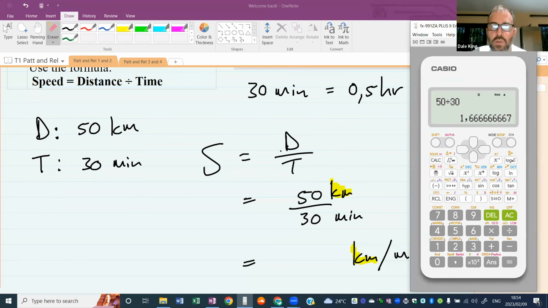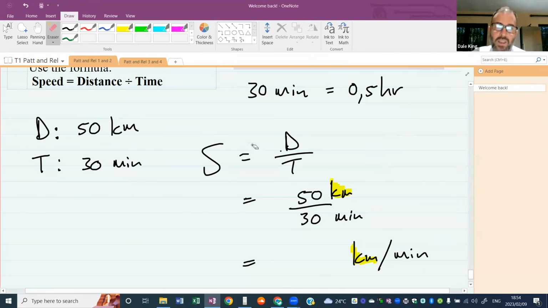Okay. Now, if the question wants kilometers per minute, you would have to give the formula kilometers per minute. But if the question wants kilometers per hour, then you've got to change your time into units of hours, which is what we did over here. All right. So be careful what you give the formula, because whatever unit you give it is going to give you the same thing out at the end.